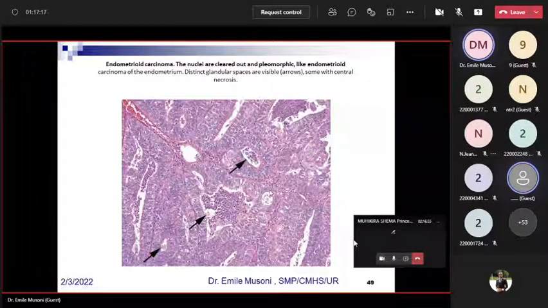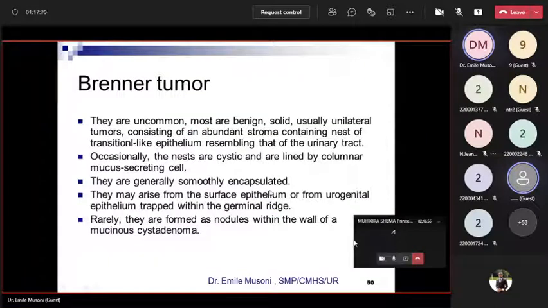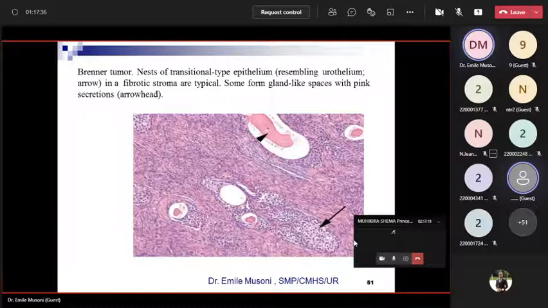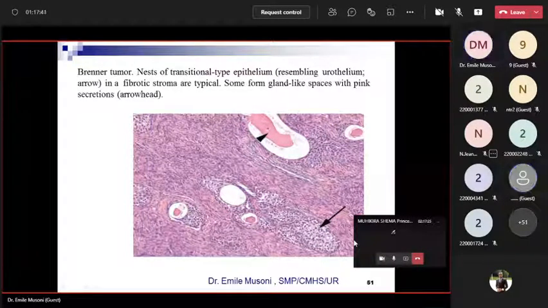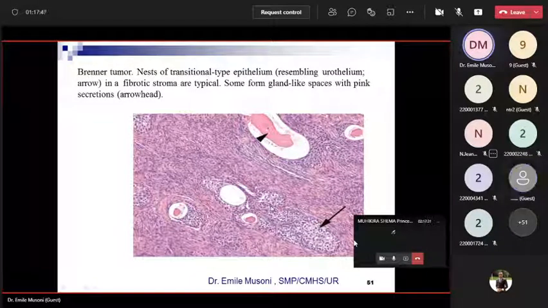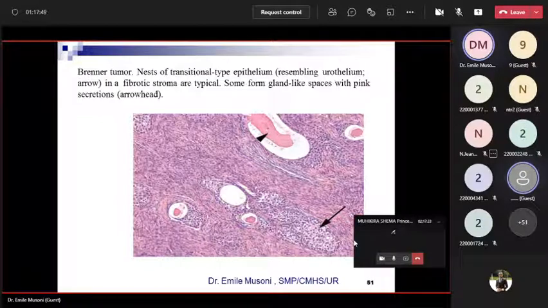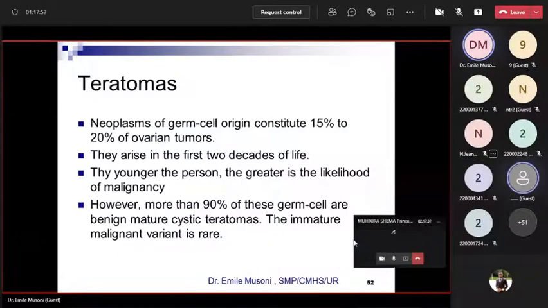Another tumor, not common, but I have seen some cases at Sashika: Brenner tumors. They can be benign or malignant. They contain nests of transitional-like epithelium resembling that of the urinary tract, like this one. The epithelium is like the transitional epithelium of the urinary tract. It can be benign or malignant.